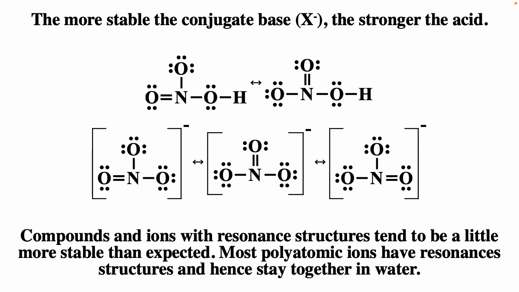Now I mentioned the more stable the conjugate base, the stronger the acid. Notice that a lot of acids have polyatomic ions as their conjugate base. And typically these have resonance structures. Resonance structures means they're a little bit more stable. And so when the conjugate base is more stable, that makes the acid a little bit stronger. And so here we have the nitrate ion. It's got 3 resonance structures, and so that's going to be relatively stable.